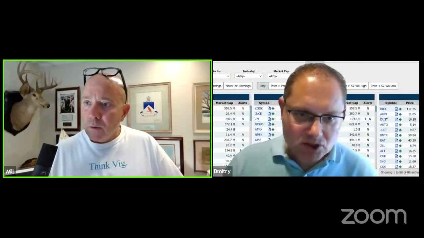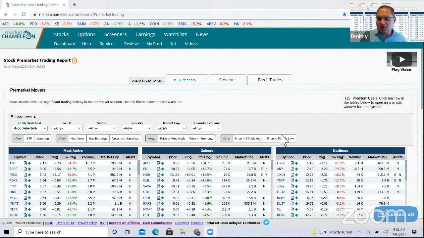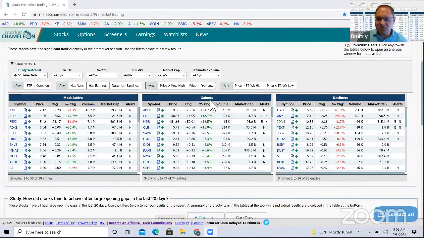Before we jump into the feature, let's quickly, like we do every day, take a look at the pre-market report, and then we'll move on from there. These are stocks trading in the pre-market hours. We have the most active stocks, biggest percentage gainers, biggest percentage decliners. Coming down to the list, I see that there are 74 stocks that made the percentage gainers list, 36 on the percentage decliners list. So from that perspective, it looks like a more bullish bias at the open, 2-1.